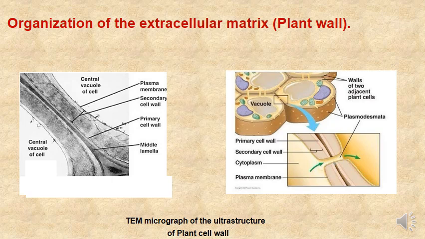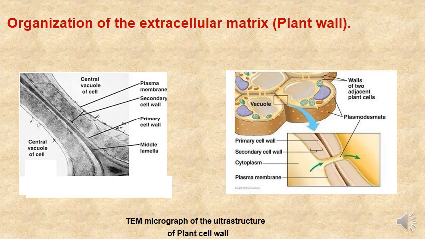The plant cell wall is organized into three layers. We can see them on the TEM micrograph of ultrastructure. These layers are the middle lamella, the primary cell wall, and the secondary cell wall. The first one, the middle lamella, which is shared by adjacent cells, is made up of pectin.